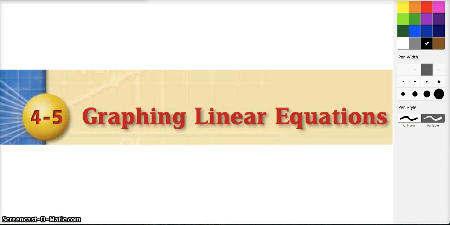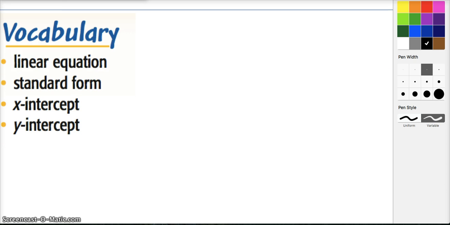Hey algebra friends, here we are looking at chapter 4 and we're in section 4.5, graphing linear equations. Our vocabulary starts off with the idea of a linear equation, and it's a little bit easier to look at them to figure out what you've got and what you don't. So here's what a linear equation will look like.